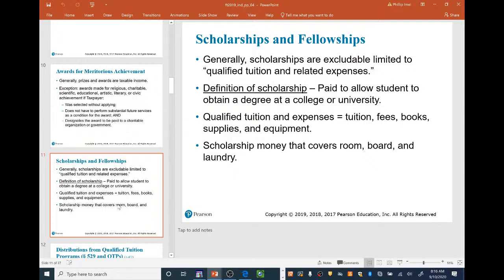Let's assume that the taxpayer receives a full ride scholarship to play football at a large university. The amount of the scholarship allocable to tuition, fees, books, supplies, and equipment will be excludable from the taxpayer's gross income. Any additional amounts received for room and board will be included in gross income. Okay.